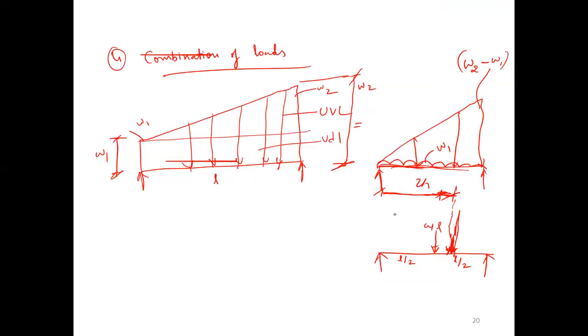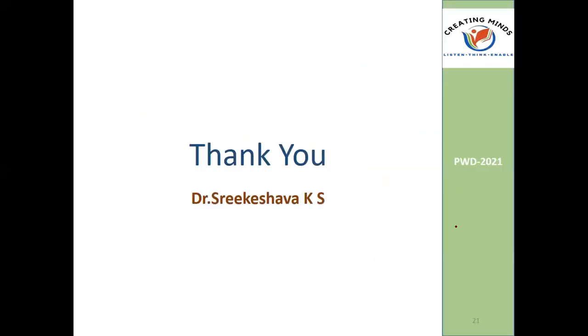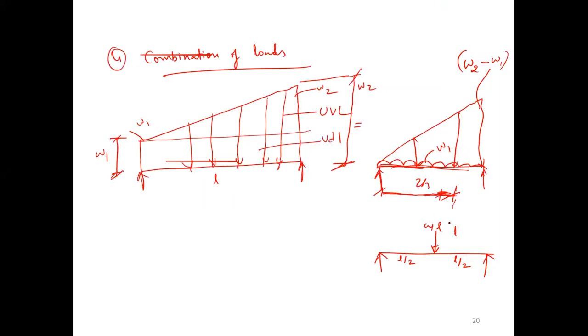At 2/3, you are having one more load. What is that load? W1 into L by 2 for the rectangle, and for the triangle, W2 minus W1 by 2 into L. What is the distance? 2/3 of length, and the remaining distance is 1/3 of length. That's all. Any doubts?